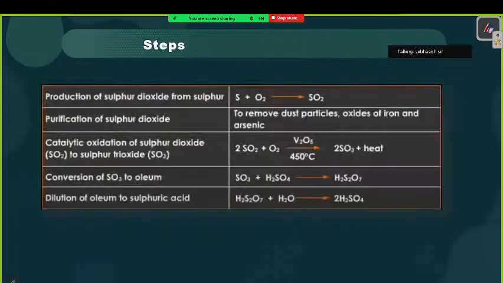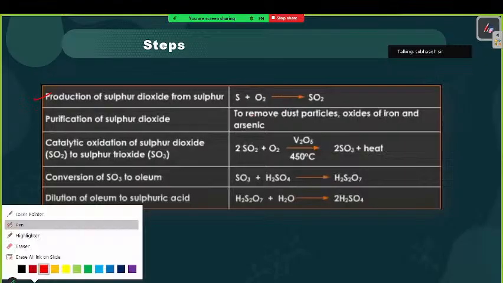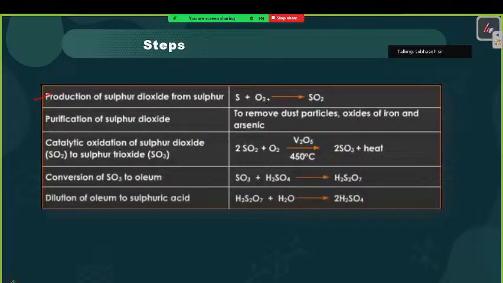Now the first step, the production of sulfur dioxide from sulfur. Already we have mentioned that not only sulfur but also iron pyrites react with oxygen with the formation of sulfur dioxide. So in the first step, you can prepare sulfur dioxide starting from sulfur or from iron pyrites.